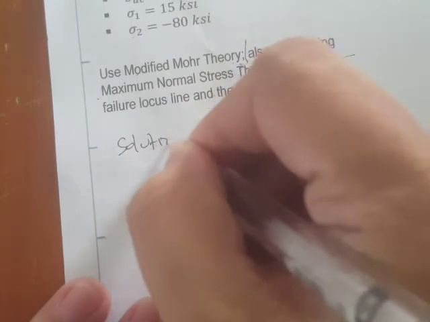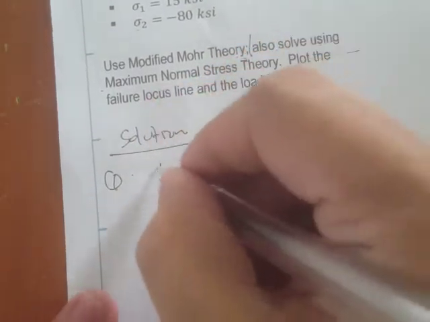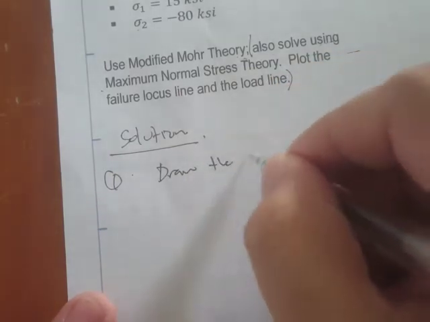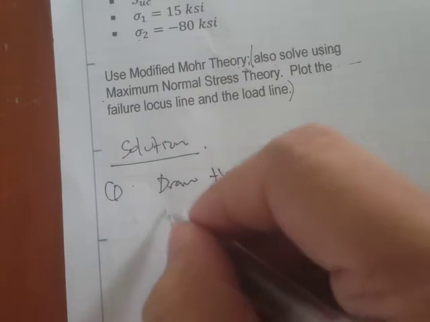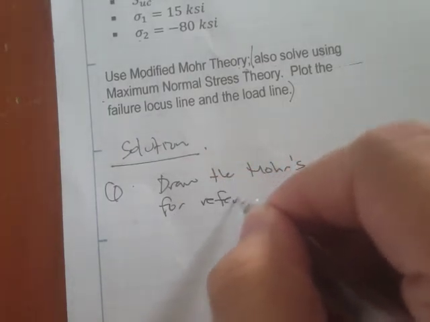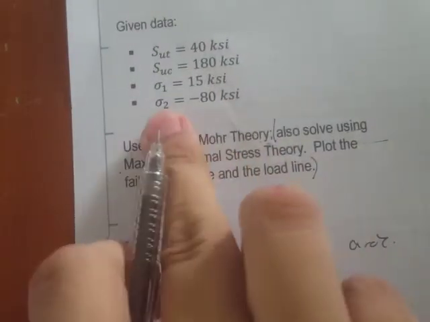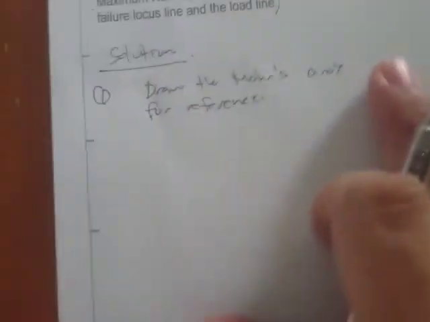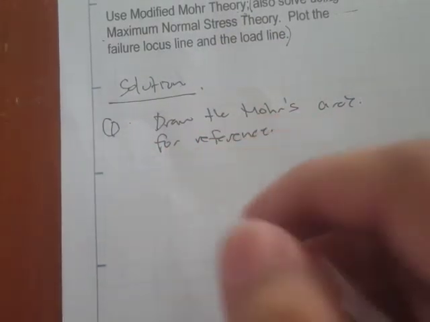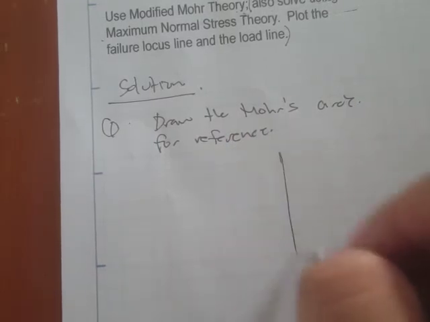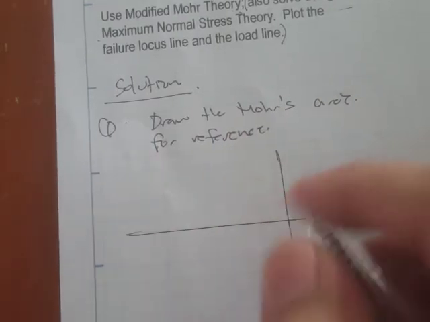Okay, so let's do that. For the solution, the first step is let's draw the Mohr's circle, actually for reference only, because we already have the principal stresses. It's going to be something like this.